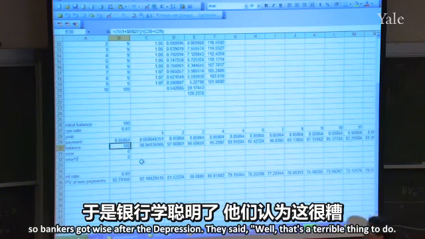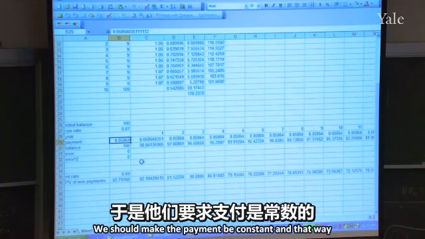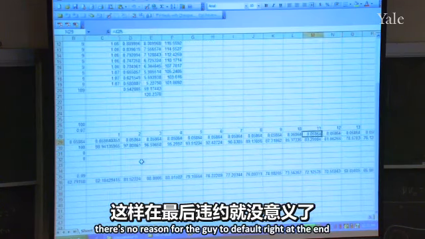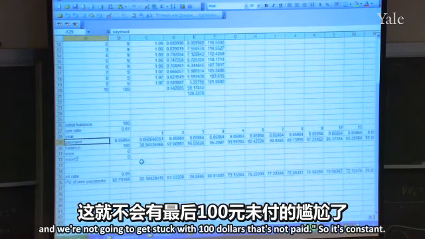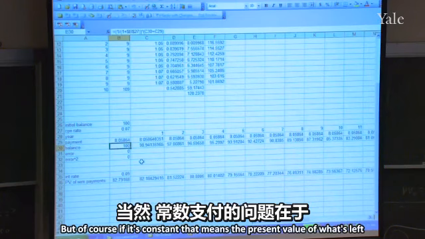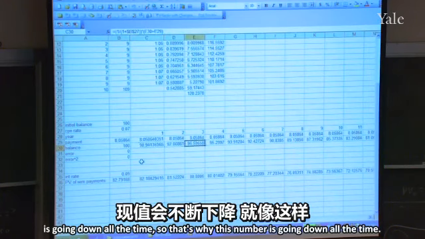They said, well, that's a terrible thing to do. We should make the payment constant. That way there's no reason for the guy to default right at the end, and we're not going to get stuck with $100 that's not paid. So it's constant. But of course, if it's constant, that means the present value of what's left is going down all the time. So that's why this number is going down all the time.